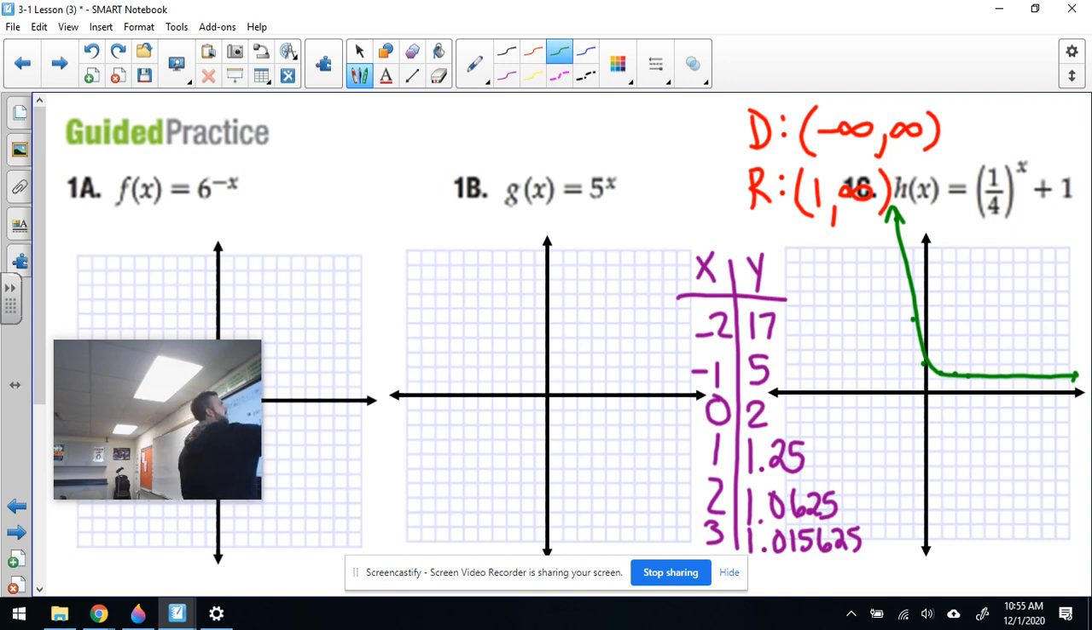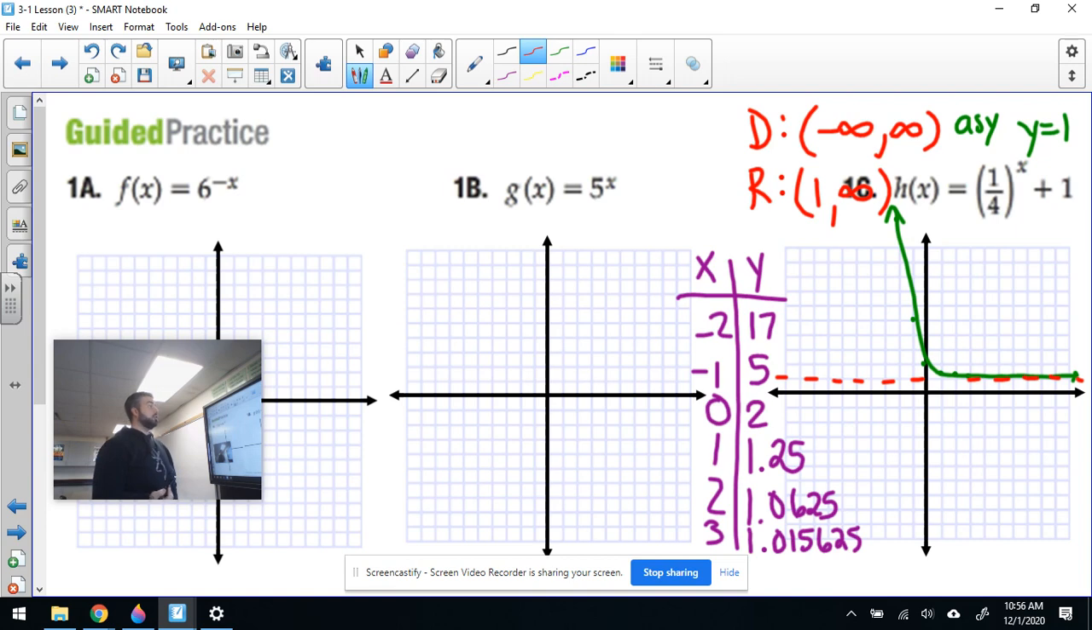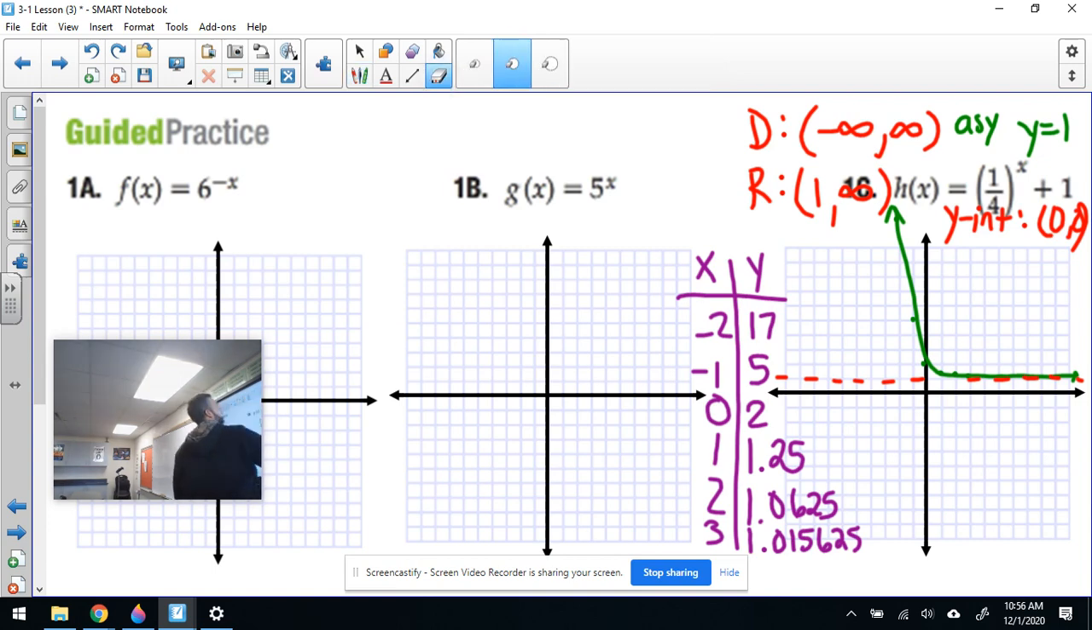Then we have our asymptote. Okay, our asymptote is y equals 1. So that's this line if you're thinking about it. Okay, that's y equals 1. We also can say that our y-intercept is no longer 0, 1. This one is 0, 2. I'll write that a little nicer for you. 0, 2.